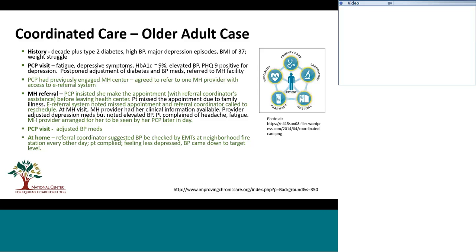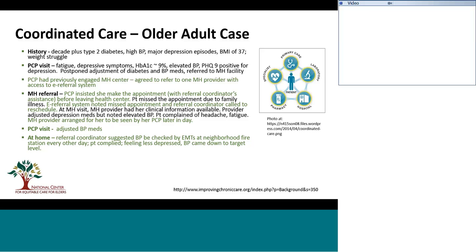She's also found to have an A1C level at around 9%, elevated blood pressure, and the depression screening tool suggests some evidence of minor depression. Her PCP again postpones adjusting her diabetes and blood pressure meds, and she's referred to a mental health facility.